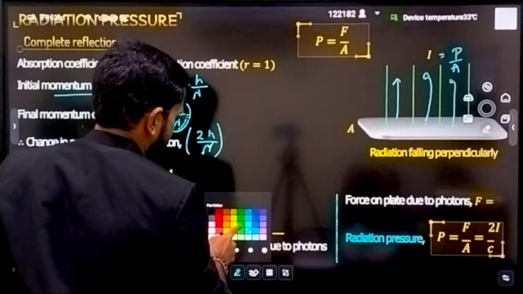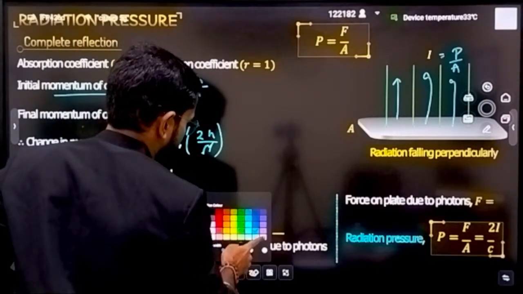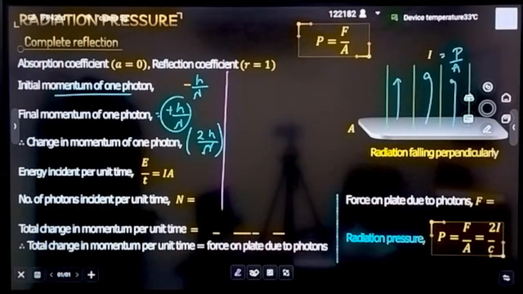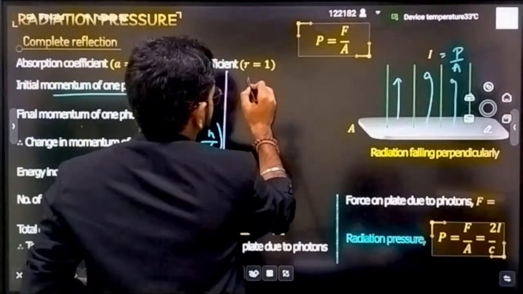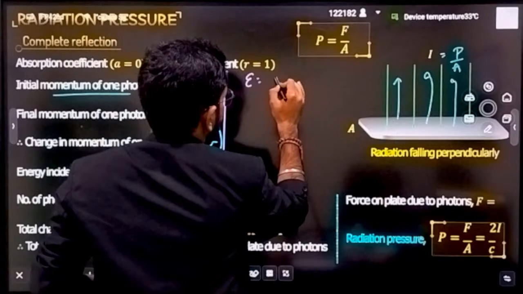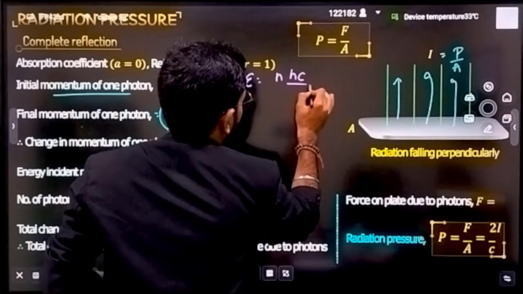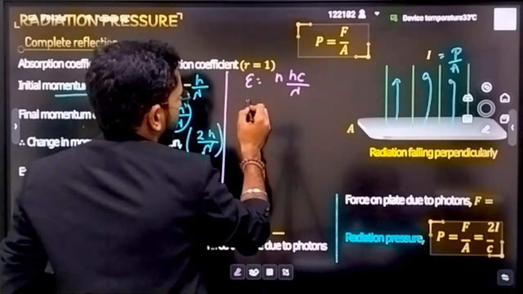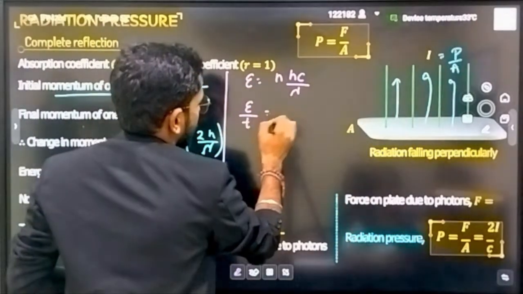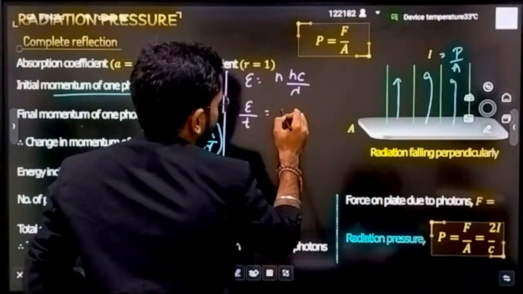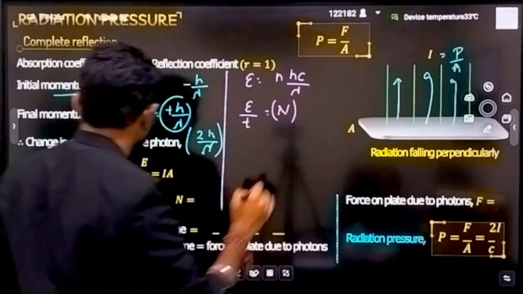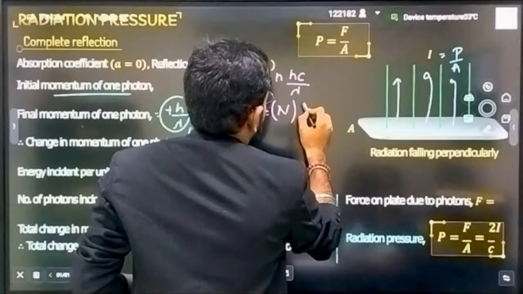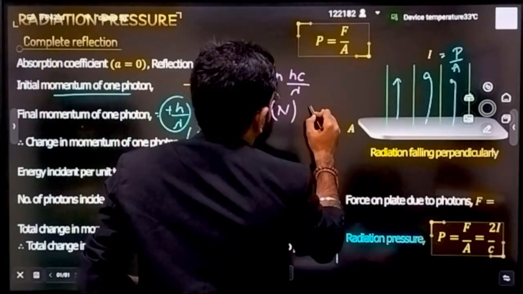अब define करते हैं main चीज. The main thing that we have to define is what? Number of photons incident per unit time. Number of photons, how we define? We write energy is equal to n times hc by lambda, correct? N times hc by lambda. Now divided by time, here also it is divided by time, that means I will define it as capital N, that is what? Number of photons incident per unit time. And here it will become hc by lambda.